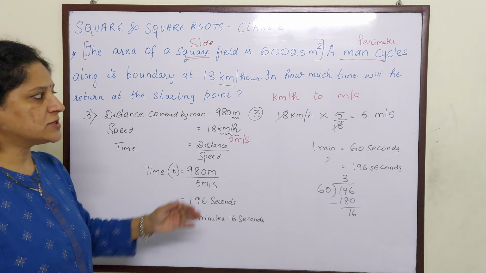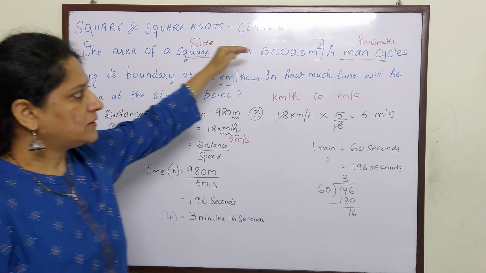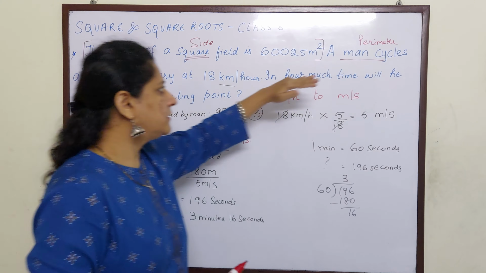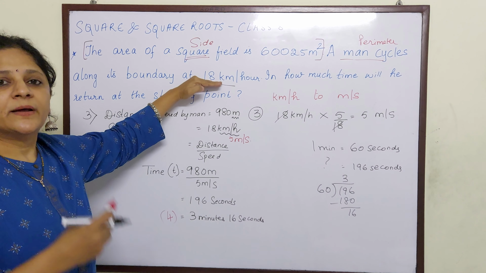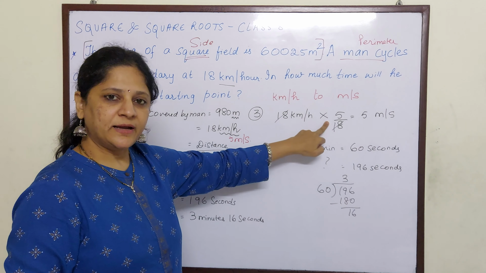I hope you understood, children. First, find the side of the square with the square root. Then find the perimeter to find the distance covered by the man. Change kilometer per hour to meter per second by multiplying by 5 by 18. And to find time, use the formula distance by speed.